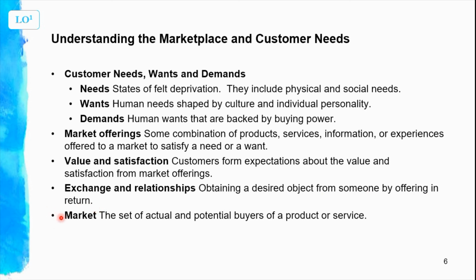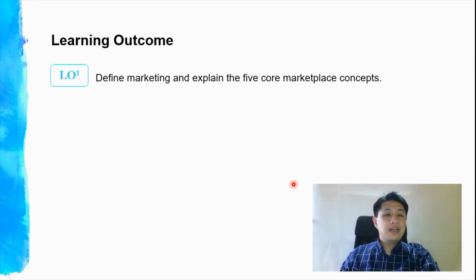In the case of a market, we look at actual and potential buyers of a product or service. Notice it says actual and potential buyers, meaning that in the case of the market, we are not just limited to buyers, we are looking at potential buyers that will form our market base for our products or services. So with that, we actually wrap up. We looked at what is marketing, defining marketing, and explaining the 5 core marketplace concepts. I see you in the next video.